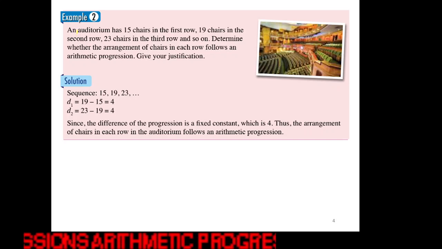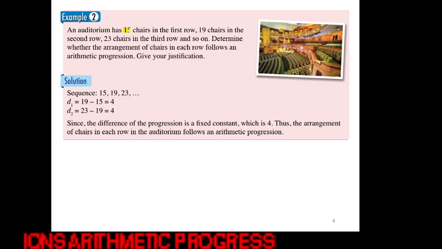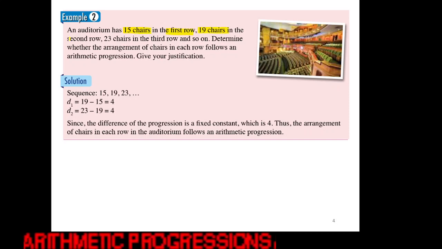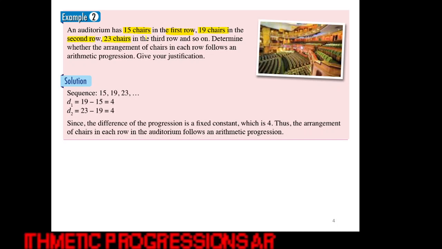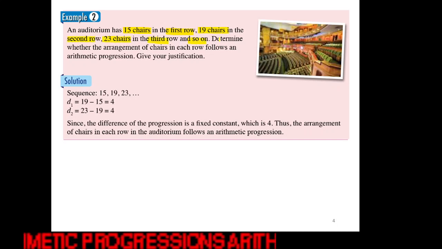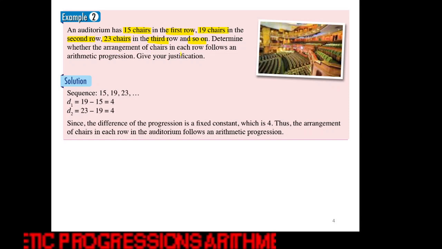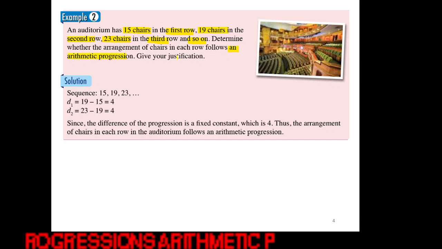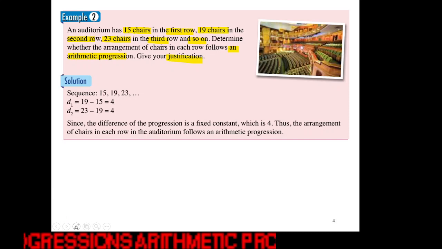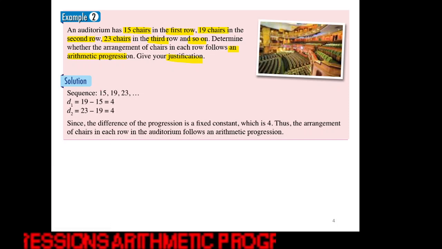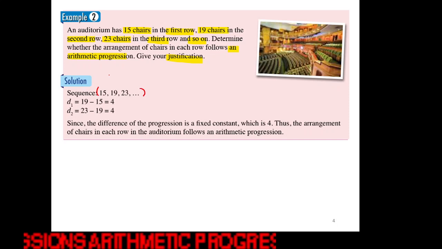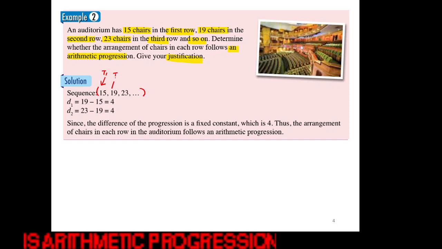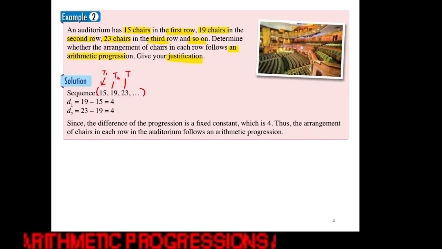Let us look at the next example. An auditorium has 15 chairs in the first row, 19 chairs in the second, 23 chairs in the third, and so on. Determine whether the arrangement of chairs in each row follows an arithmetic progression. Again, give your justification. The very first step here is to write down the sequence so that we can see clearly. This is term 1, this is term 2, and this is term 3.